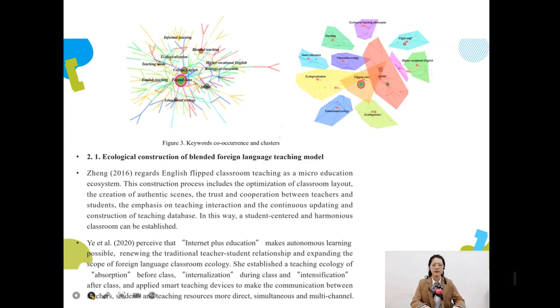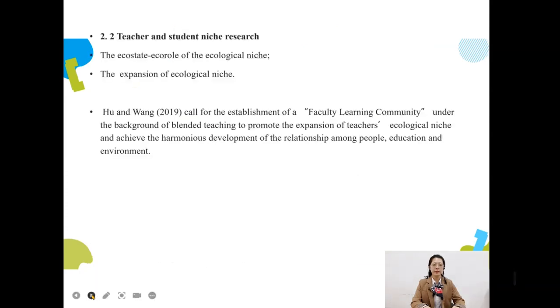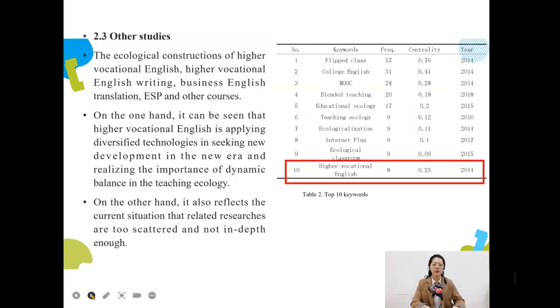The second hotspot is the teacher and student niche study. Teachers and students, together with educational administration personnel, information technology, and teaching resources, constitute the dominant biological chain of the teaching ecosystem. Due to the advancement of technology and the continuous evolution of the teaching ecological environment, it appeals to many scholars whether the ecological niche of teachers and students has changed, whether it is constantly expanding, and whether it develops in a coordinated and balanced way with the ever-changing teaching ecology. There are also some other studies.